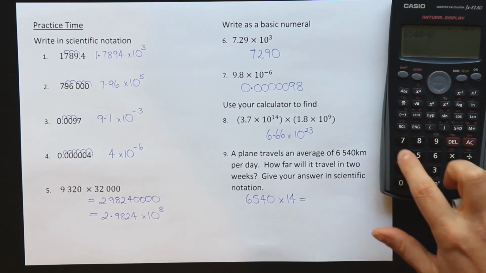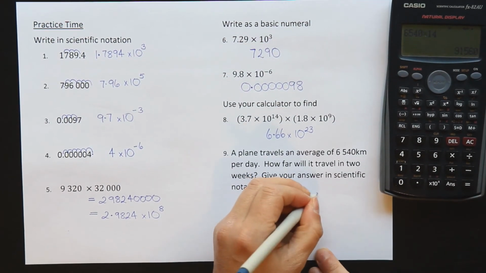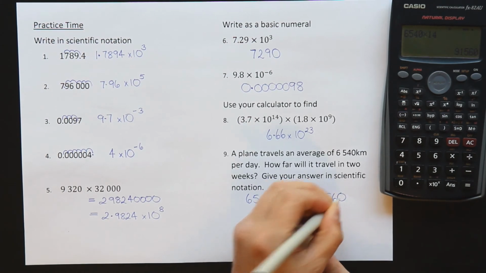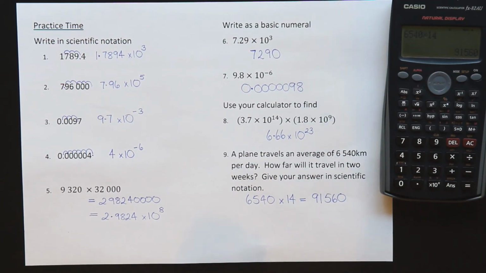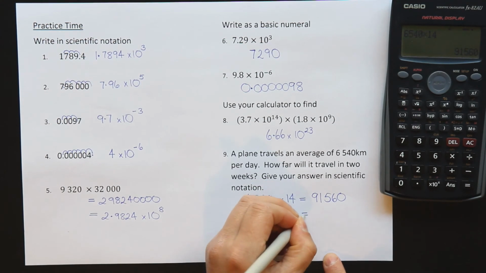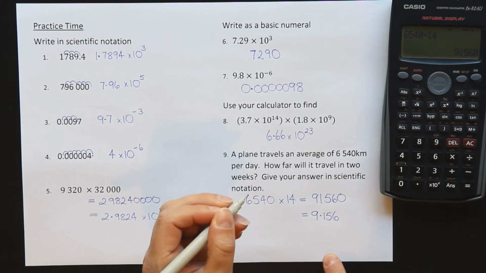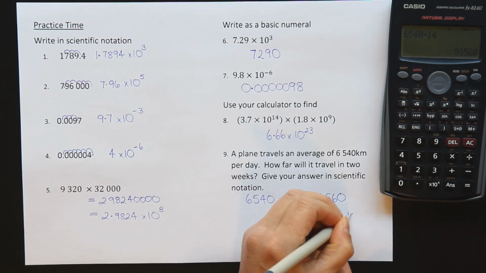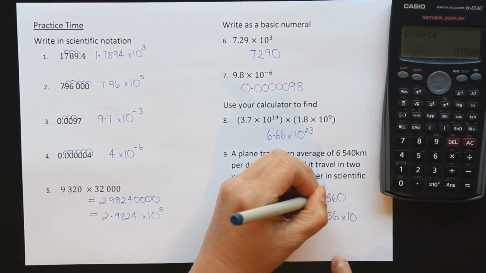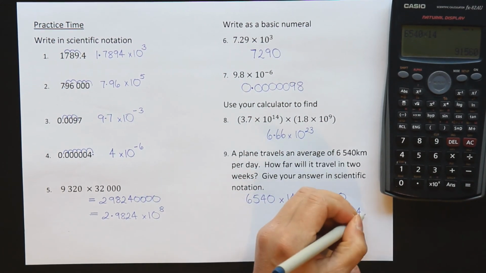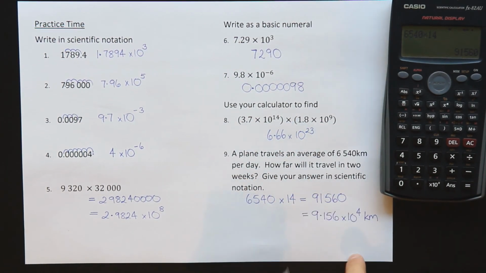6,540 times 14 is this number. And then I just have to write that in scientific notation. So the decimal point will come after the 9. 9.156 times 10. 1, 2, 3, 4 places I've jumped, so times 10 to the power of 4 kilometers is how many kilometers the plane will do in 2 weeks.